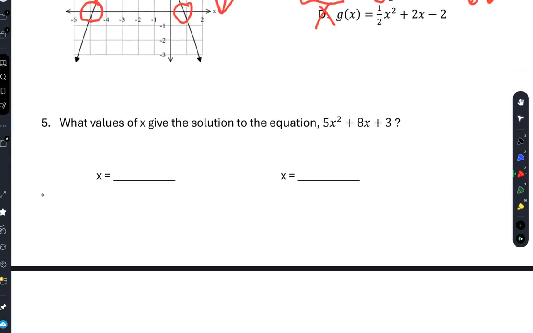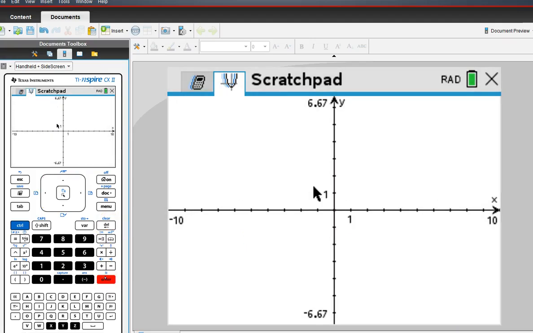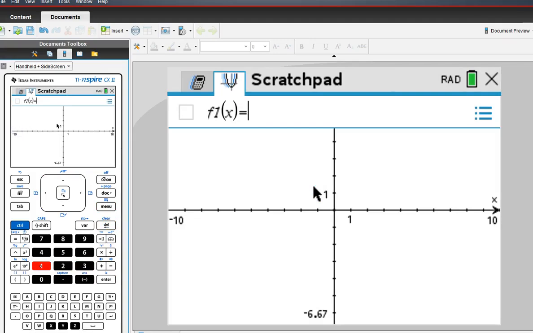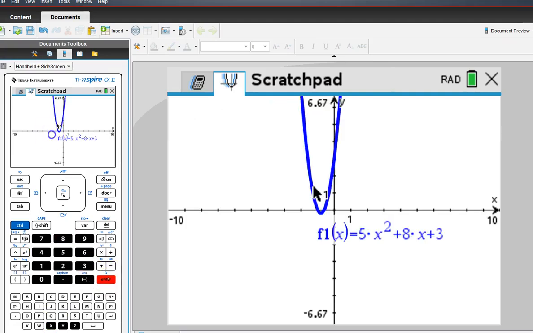Okay, what values of x give the solution to this? You're going to graph and get the x-intercepts by tracing, right? So you're going to graph this and trace to the x-intercepts. So we're going to go to our calculator, hit delete, delete, delete, hit menu 3, 1, or tab, and we're going to graph 5x squared plus 8x plus 3, hit enter, and notice we have two zeros real close together, don't we?